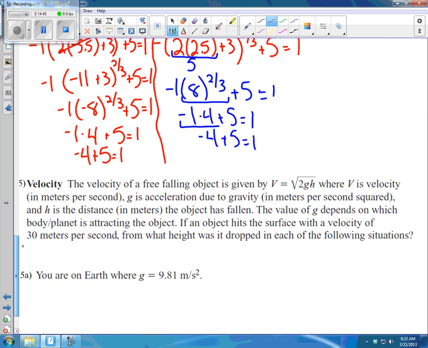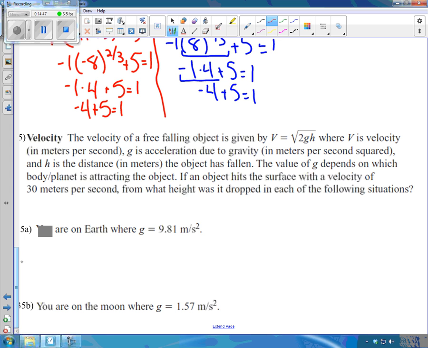So if you read the word problems, you should actually take a moment to read them. But I'm asked to work with this formula, that velocity equals the square root of 2 times g, which is acceleration due to gravity, and h, which is the distance. So on 35a, where are you on Earth when g is 9.81? Well, if you continue to read the problem, they want you to use the fact that the velocity is going to be 30 meters per second.